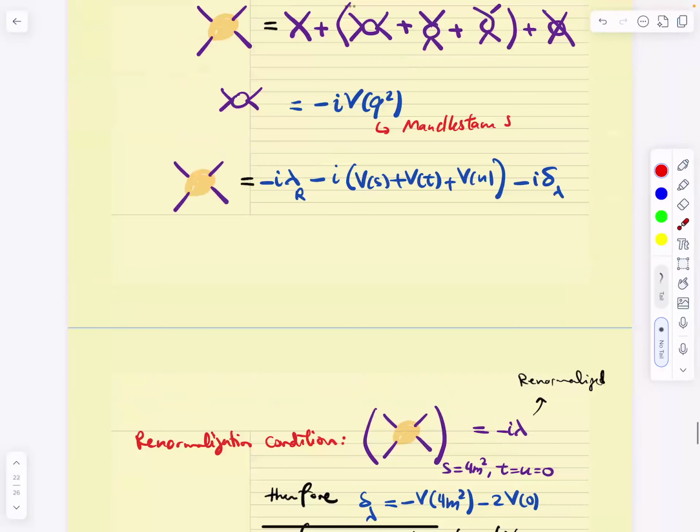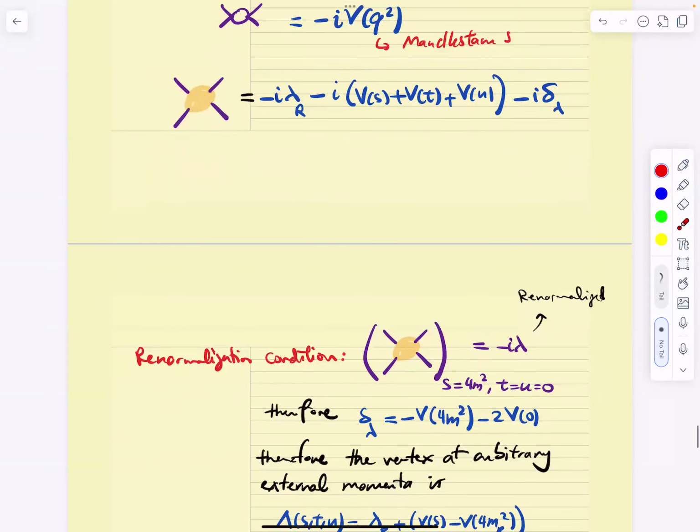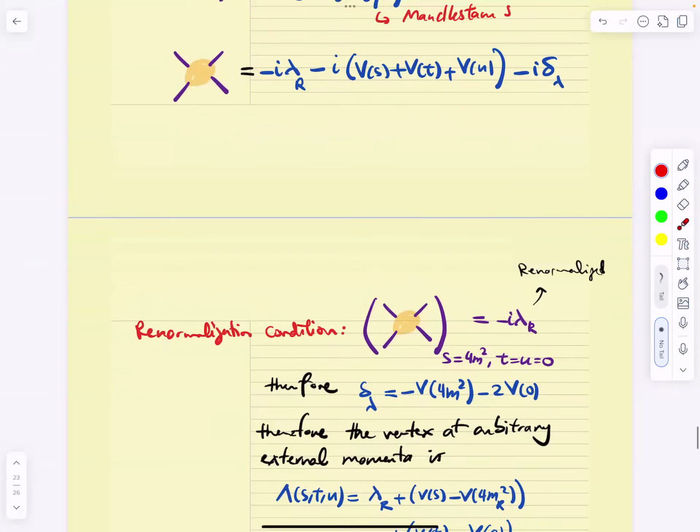So now the renormalization condition is clear. If you set t equals 0 and u equals 0 and s equals 4m squared, then you're expected to get the renormalized coupling. This is renormalized, I'm not putting the r anymore. You're supposed to get the renormalized coupling.